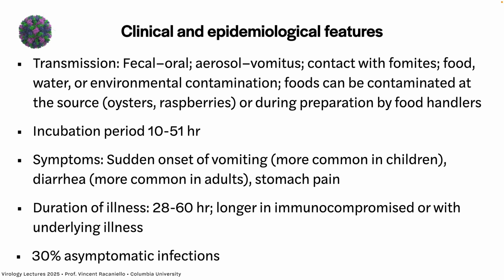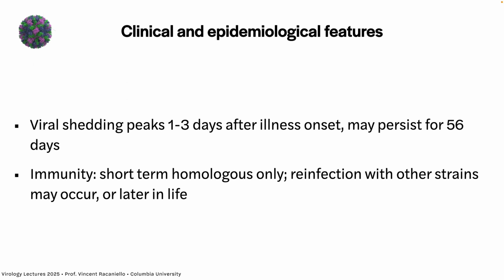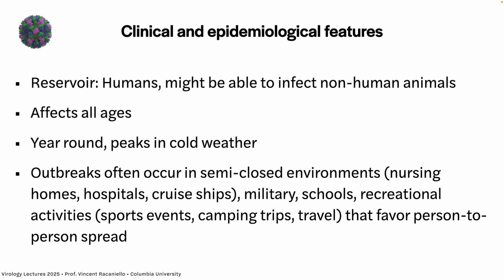Sudden onset of vomiting, diarrhea, stomach pain, 28 to 60 hours, maybe longer if you have some illness, and 30% asymptomatic infections. This is a problem. That's how it's spread in many cases. The viral shedding peaks 1 to 3 days, but it can persist for 56 days. And the thing is, you can get reinfected. You're only immune for a short period of time after infection, and you get reinfected over and over and over again. We are trying to make a vaccine that will hopefully get around this.